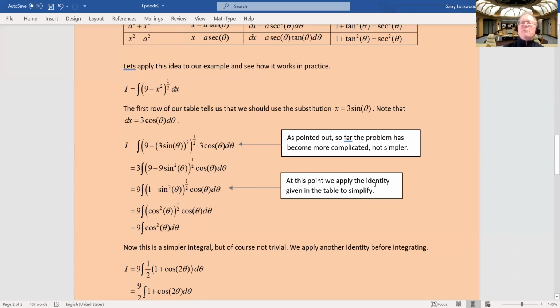And at this point, we're going to apply that identity. So 1 minus sine squared, of course, is cos squared, still to the power of a half, times cos theta d theta. And that will give us 9 times the integral of cos squared theta d theta. And that's a much simpler integral. If you compare that to the original, this one's easier, but it's still not trivial. Let's use another identity. So I'm going to write this as 9 times the integral of a half times 1 plus cos 2 theta d theta. If that was sine squared, it would be a half times 1 minus cos 2 theta.